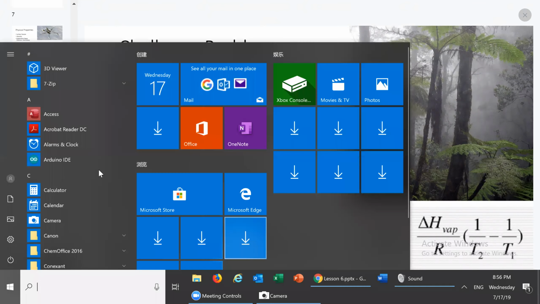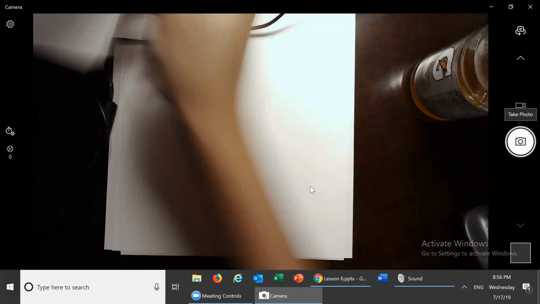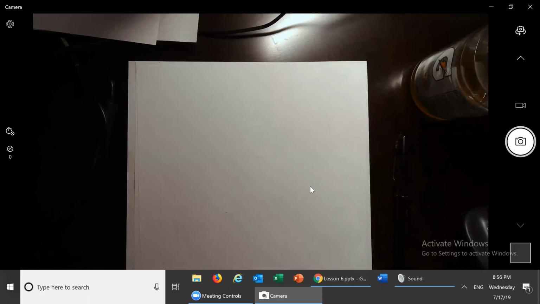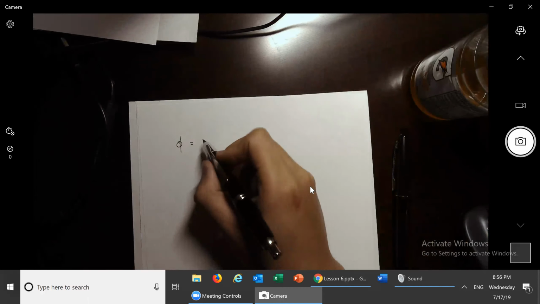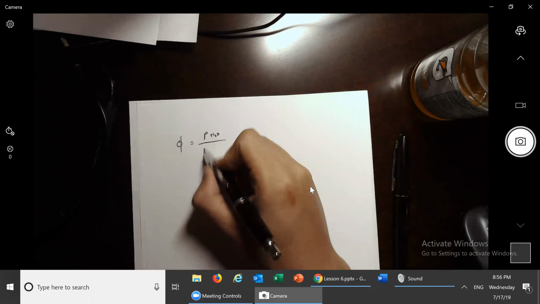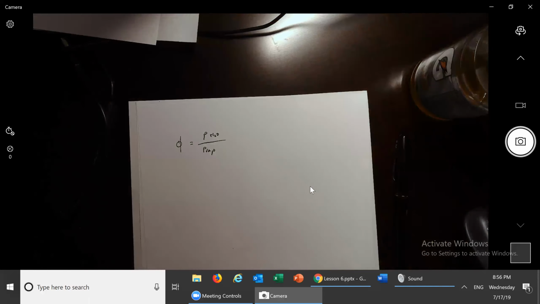So I guess it might be easy for you if we just break this problem into different steps. So what are the two components for phi? Phi equals the pressure of H2O divided by the vapor pressure, okay? So which I will represent like this. Therefore, we need to calculate two numbers: the partial pressure of water and the theoretical vapor pressure.